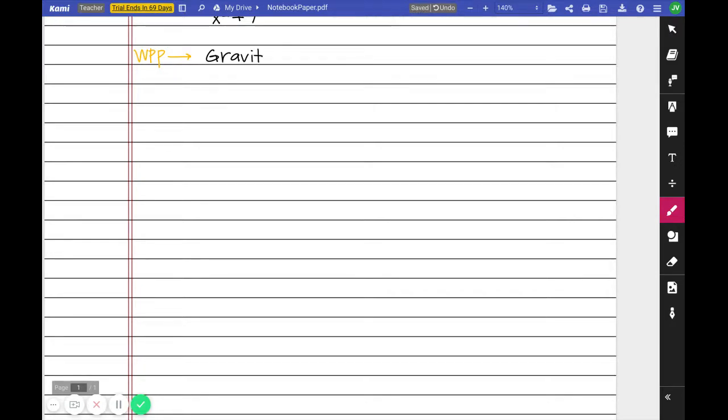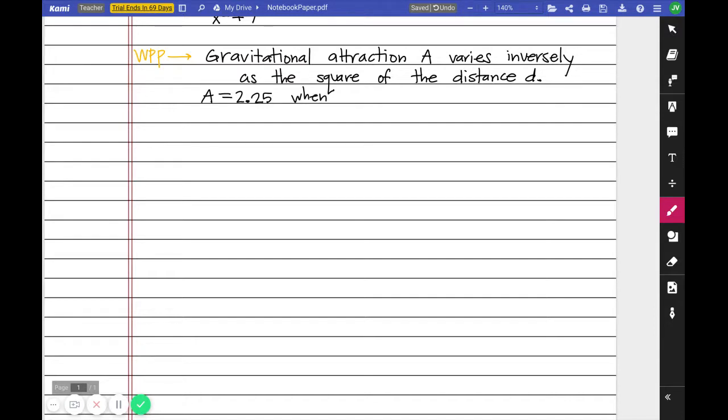Okay, good talk. Gravitational. So in this problem, gravitational attraction A varies inversely as the square of the distance d. Notice we see two variables, which is great. The attraction is 2.25 when distance is 4.